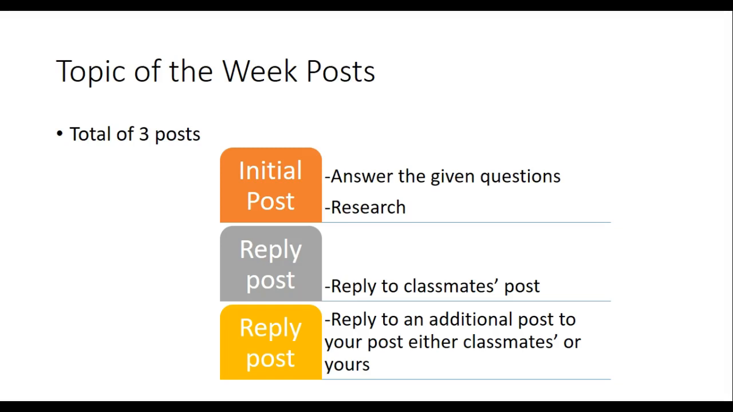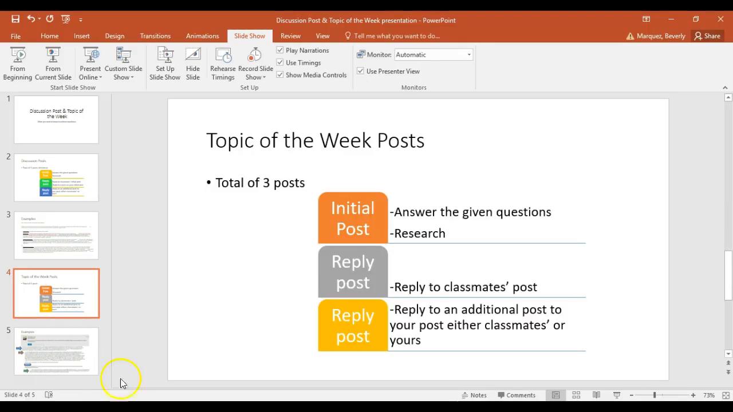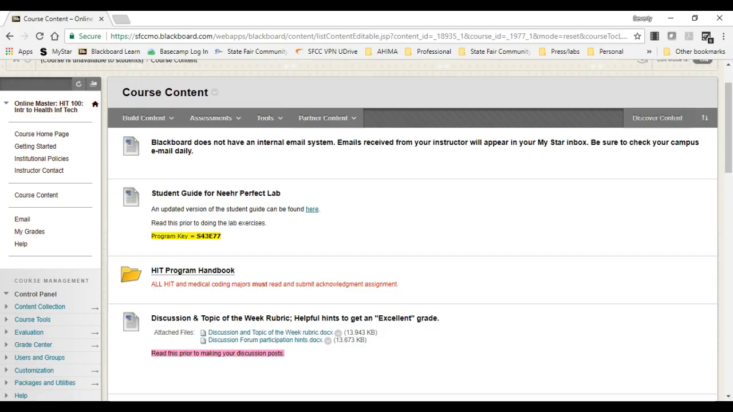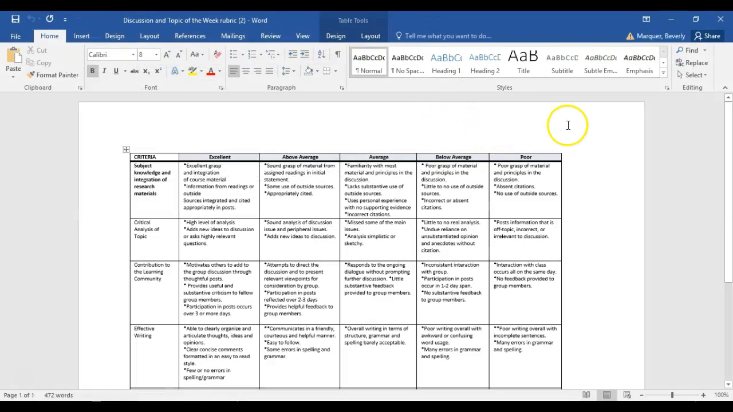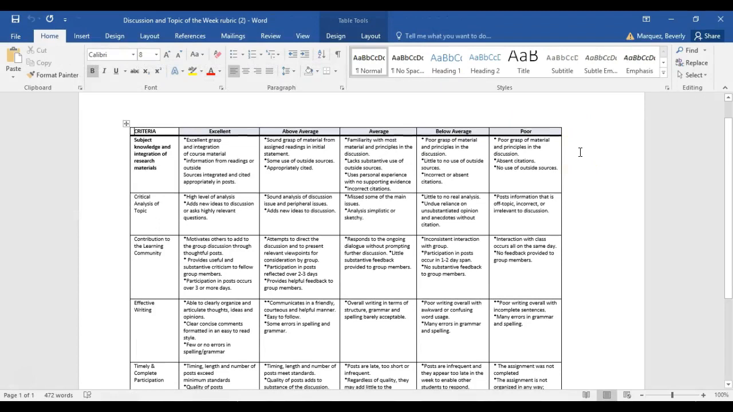So let me show you here really quick where you're going to find the rubric. You're in our classroom, and right down here where it says discussion topics of the week, that very first attachment is the rubric. You would click on that. Mine actually brings it up as I have to open it, but here it is. This tells you everything that I'm going to be grading on. You can look. If you do just what's required, you'll get an above average rating. You need to do something over and beyond to get that excellent, which is the full amount of points for the discussion posts.